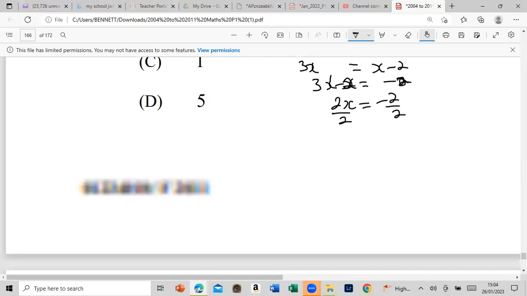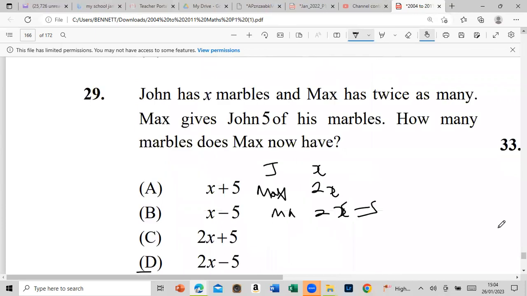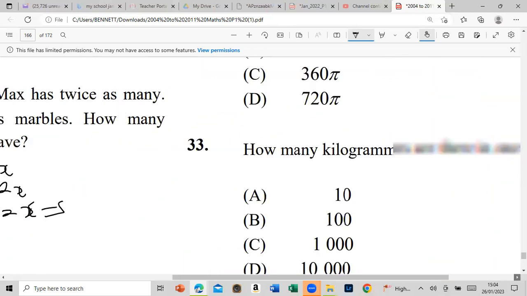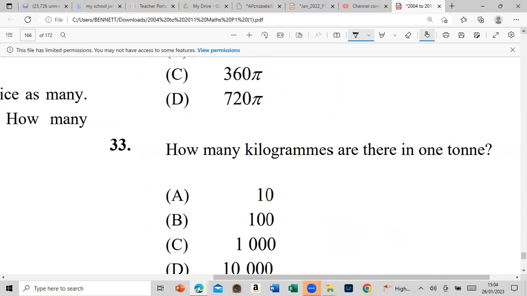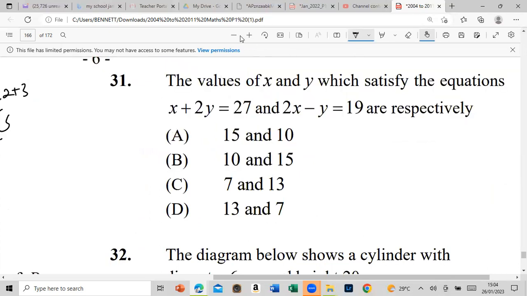Alright, let's go back to the processor now. The video could drag, guys. I think because I zoomed it up so much.